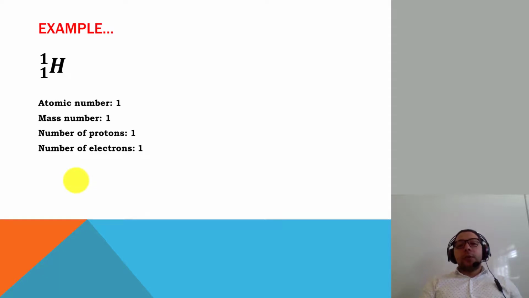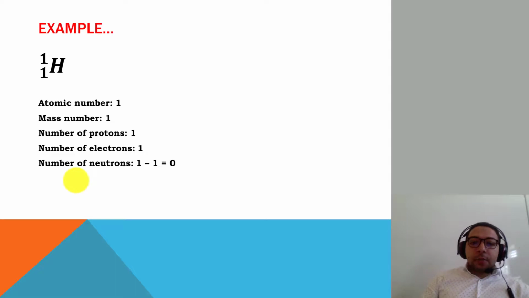Here is the exception. Number of neutron, when you subtract the atomic number from the mass number, you're going to have 0. So basically, we have no neutron in the hydrogen atom. The hydrogen is the only exception where it has no neutron inside its atom. So we can say that it has only proton and electron, while no neutron are found inside the hydrogen neutral atom.